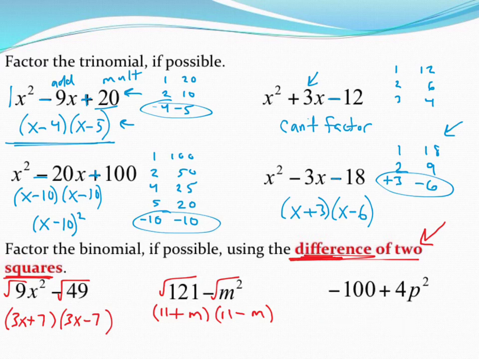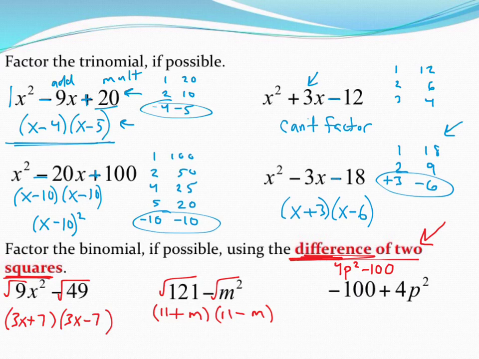And finally, this last one, at first glance, it appears we can't do it. It's not a difference problem, but watch what I'm going to do. I'm going to switch the order around and say p squared minus 100. I haven't changed anything. I've just changed the order of my terms. The 4 is still positive, the 100 is still negative, but now it is the difference of two squares.